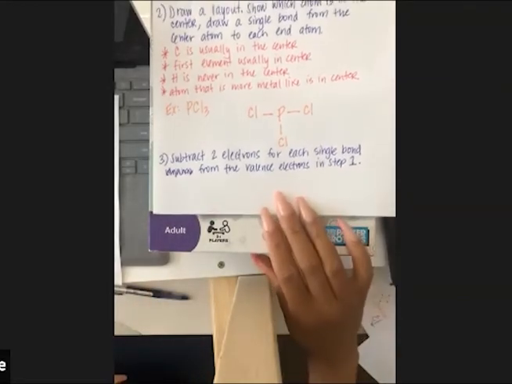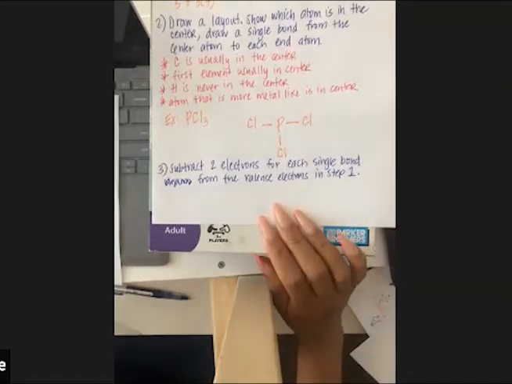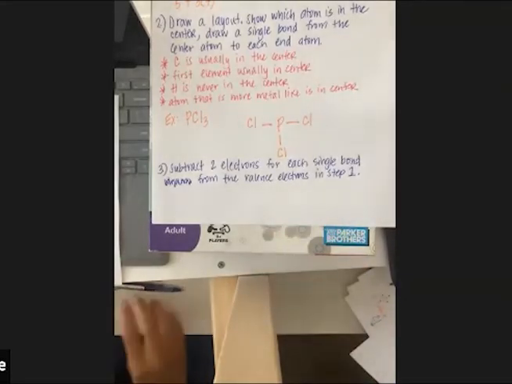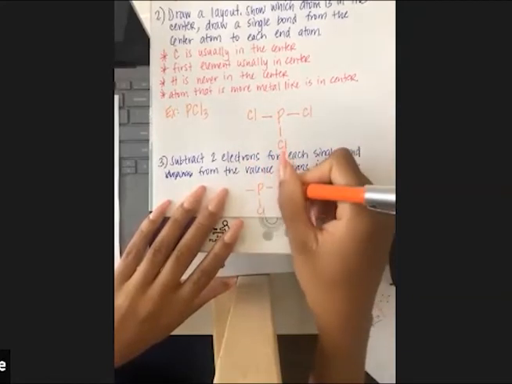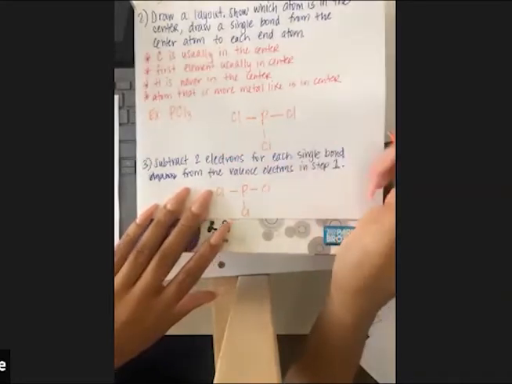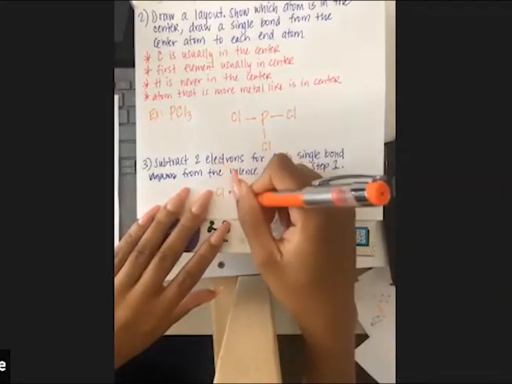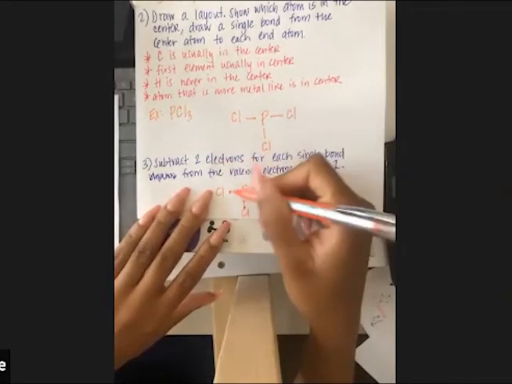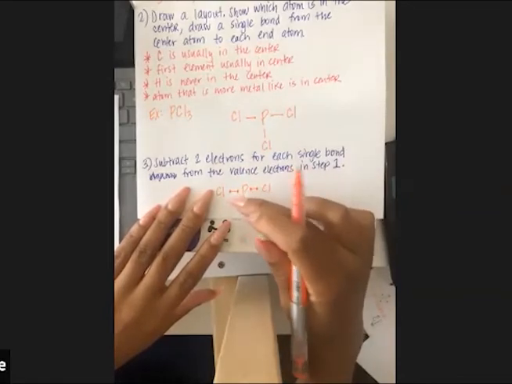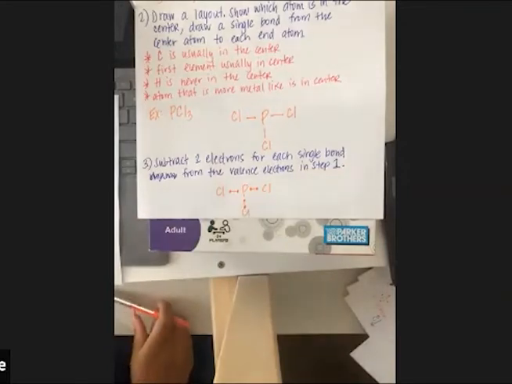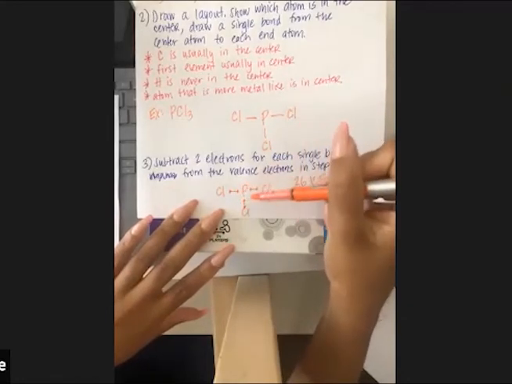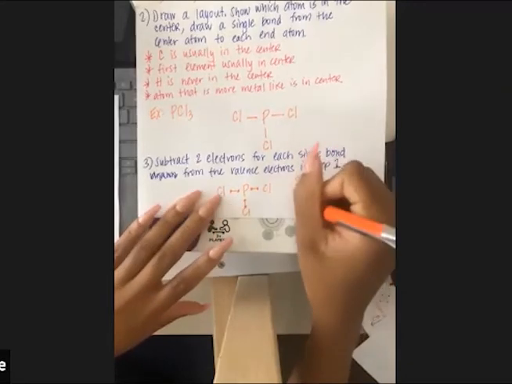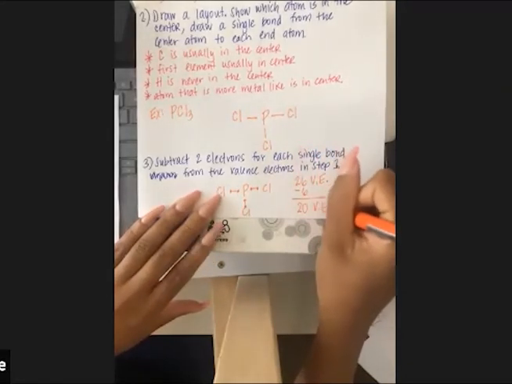All right, so I'm going to subtract two electrons for each single bond from the valence electrons in step one. So what that means is, if I draw it out again like this, and subtract two electrons for each single bond, remember the single bonds are just saying I have two electrons that are bonded together. Each single bond means I'm sharing two electrons between the phosphorus and the chlorine. So I started off with 26 valence electrons. I subtract two for each single bond, that's 2, 4, 6. I'm subtracting 6 electrons. I have 20 valence electrons left.